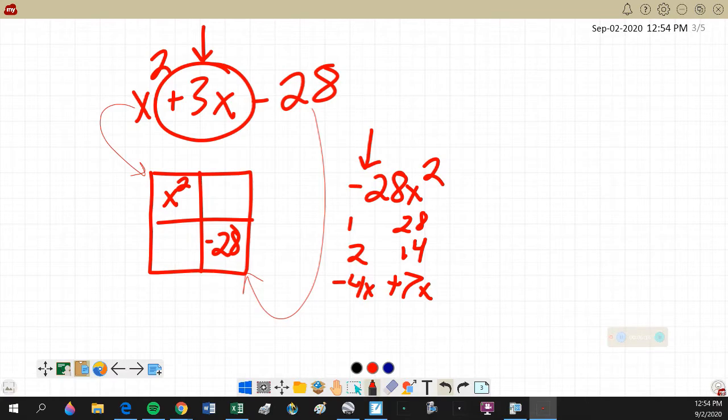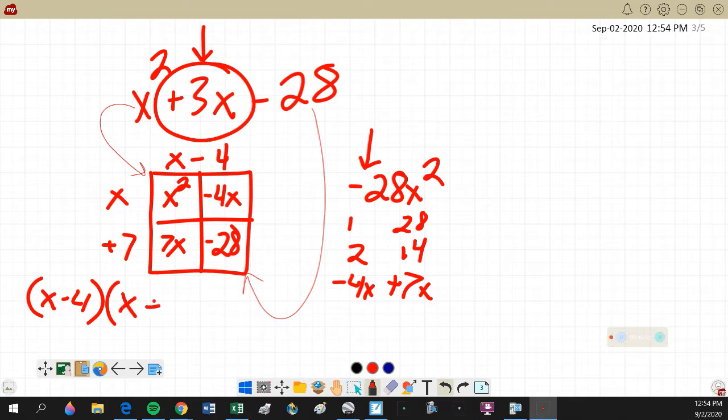So I put those in either of these two boxes. It doesn't really matter. Negative 4x and 7x. And then we look at the top row. What does the top row share? What's the greatest common factor? X. And then if I yank out an x from both of them, I'm left with x minus 4. You guys see that? And then I take the x out of this, and I get plus 7. So all I did was undo the multiplication. And my factors are x minus 4 and x plus 7.